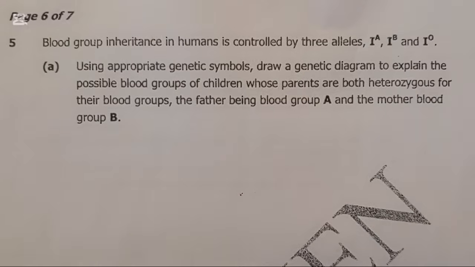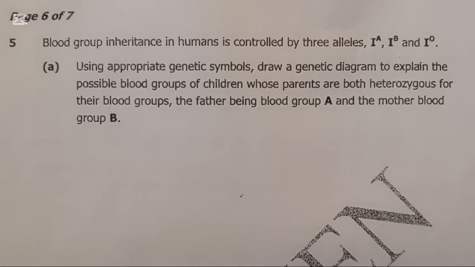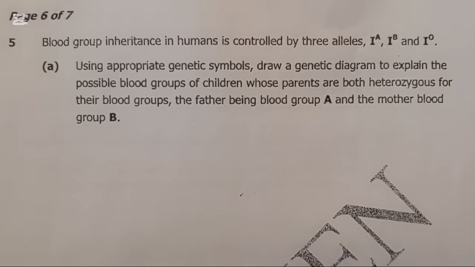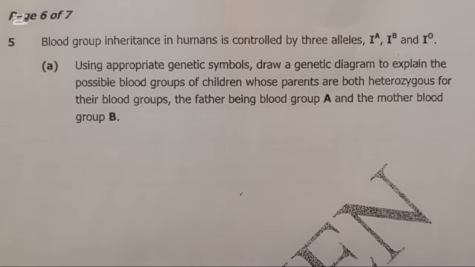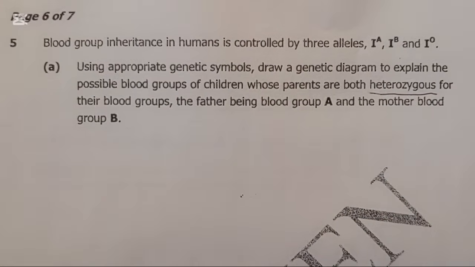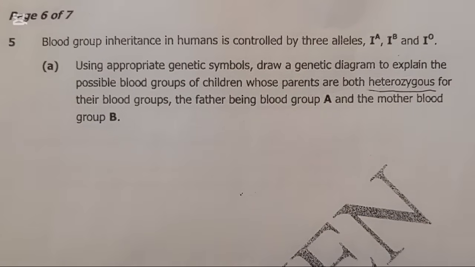Number five, blood group inheritance in humans is controlled by three alleles, A, B, and O. Using appropriate genetic symbols, draw a genetic diagram to explain the possible blood groups of children whose parents are both heterozygous for their blood groups, the father being blood group A and the mother blood group B.